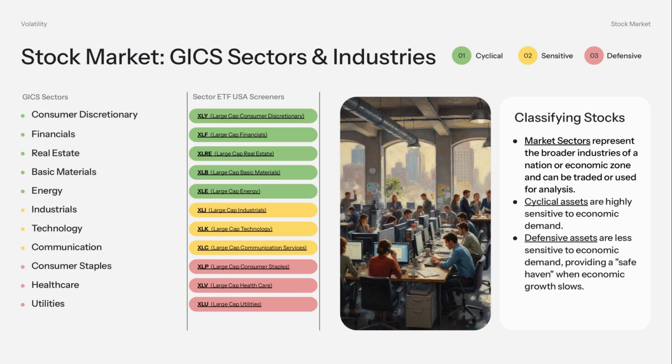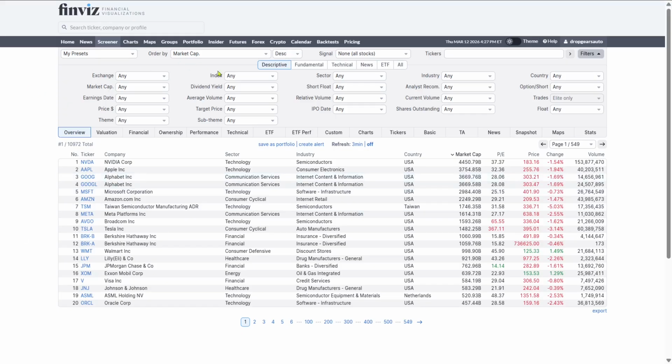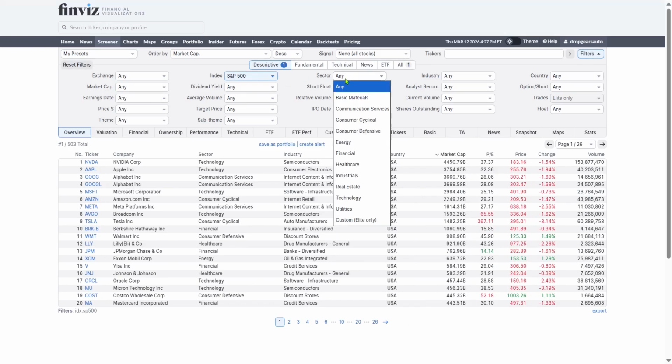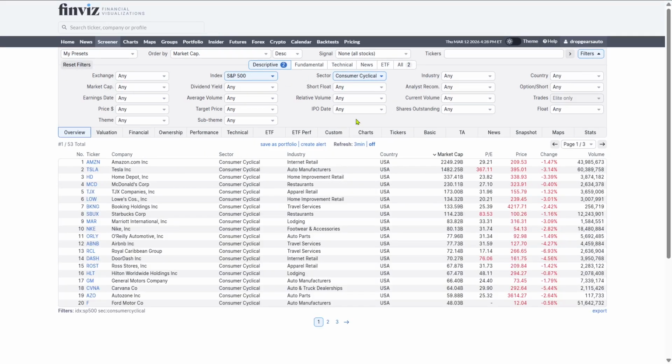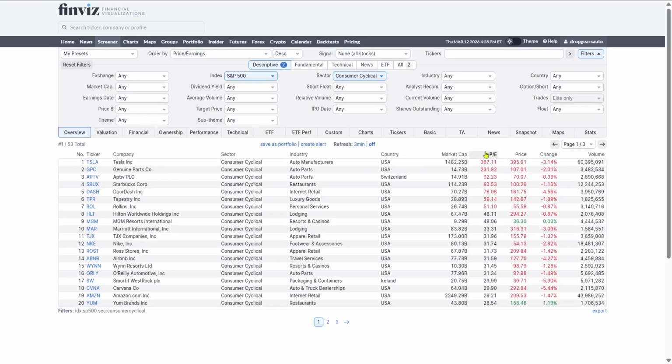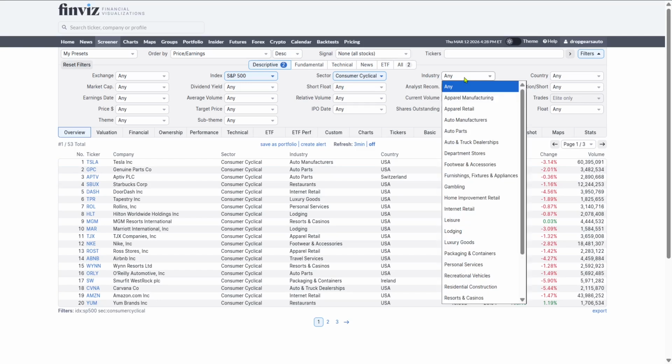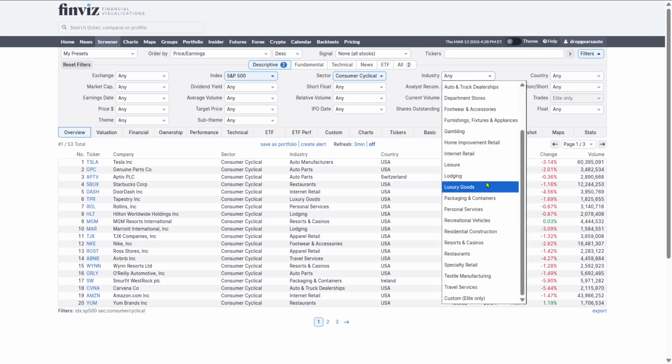Let's look closer at the XLY constituents, the consumer discretionary sector organized by size. Take note of the companies listed. You will likely recognize many of them, as they provide the goods and services people spend their disposable income on when they feel financially secure. We will compare these companies on a price-to-earnings basis, looking for the stocks with the most premium valuations. Take note of the various industries in this sector.